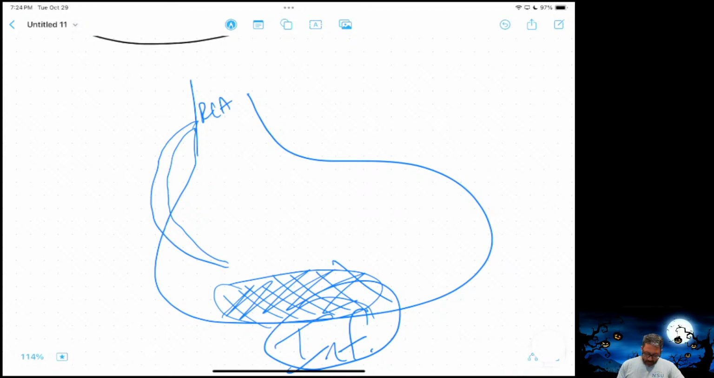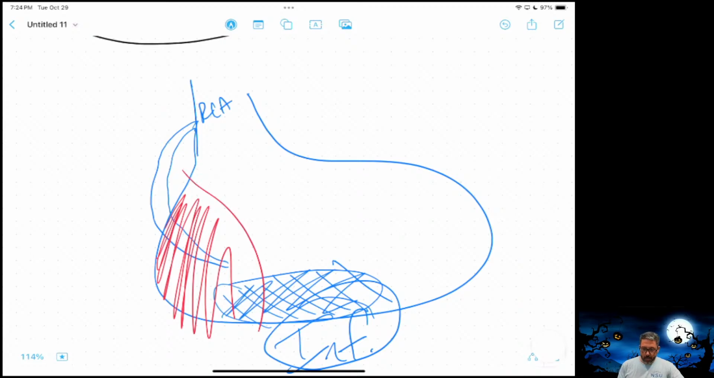But it also feeds the right ventricle as well. The right ventricle is right there. RCA is right coronary artery. Remember, we have the right coronary artery and you have your left coronary artery that come off the aorta. Aortic roots.